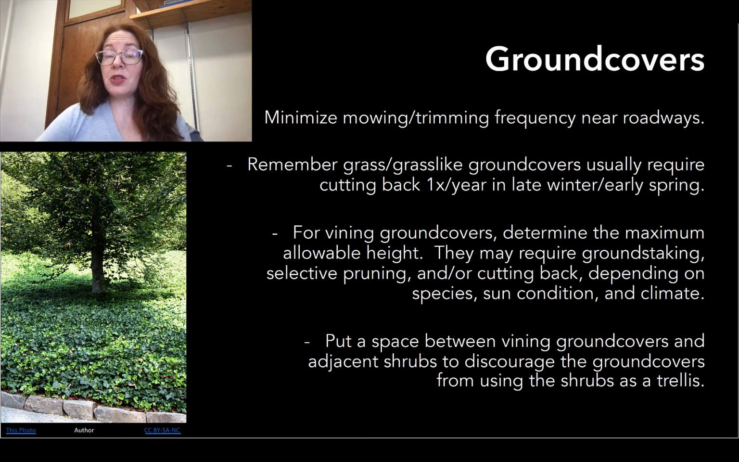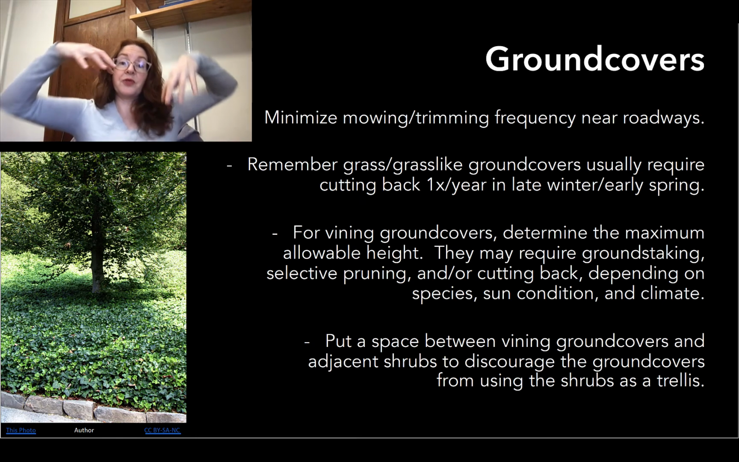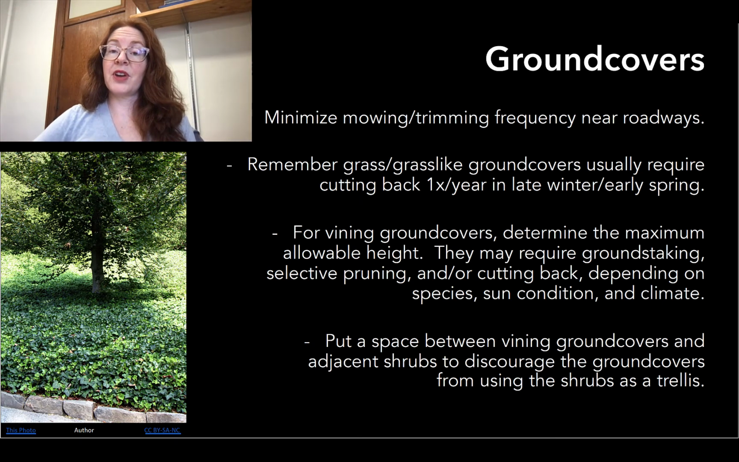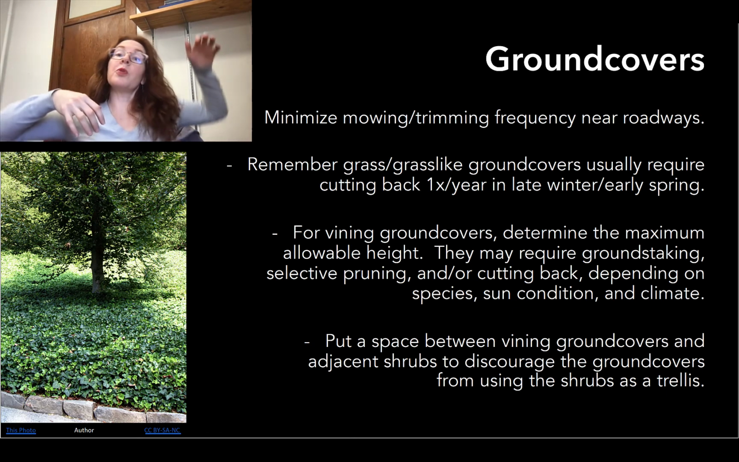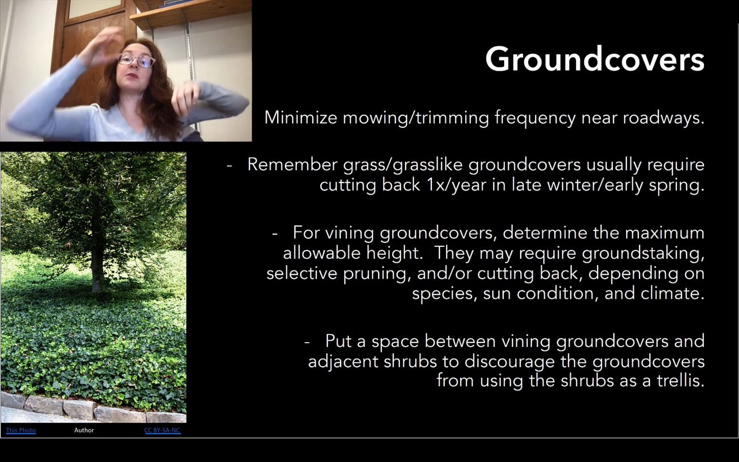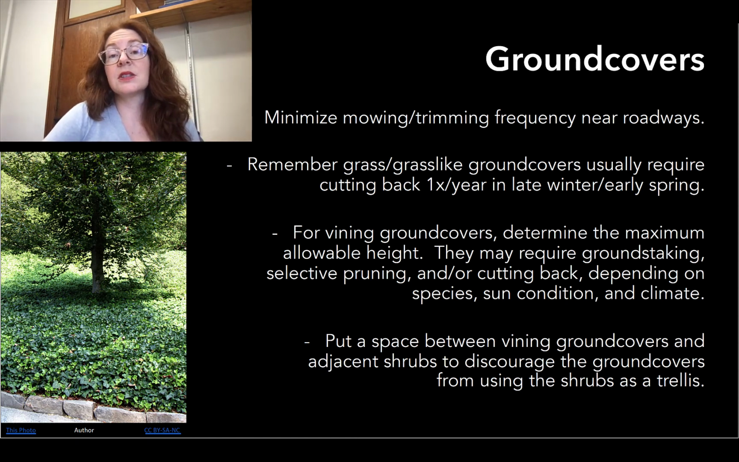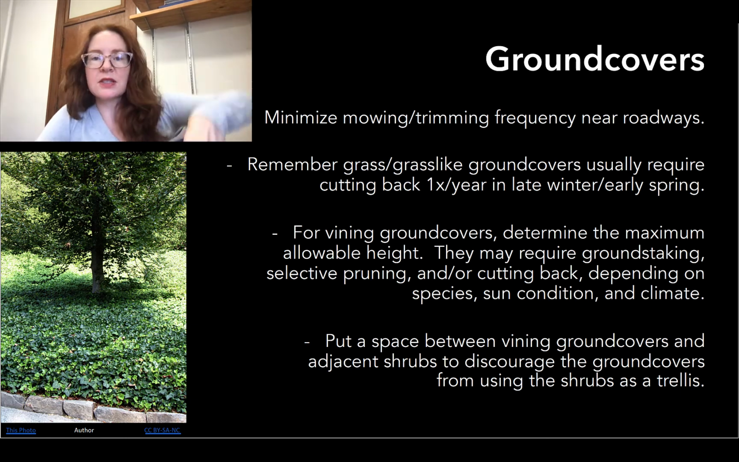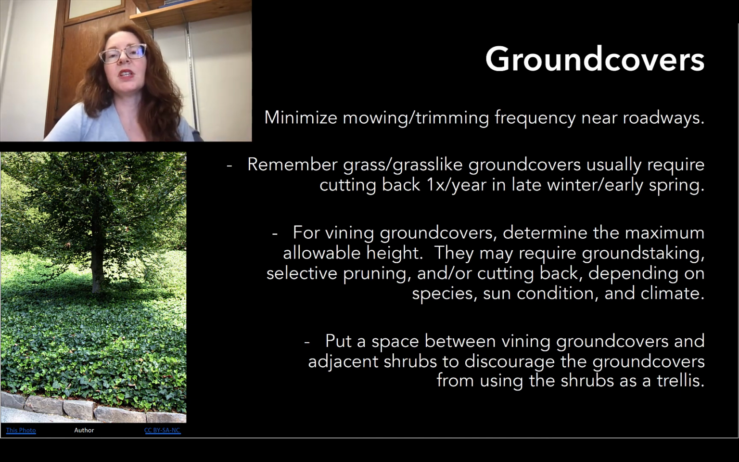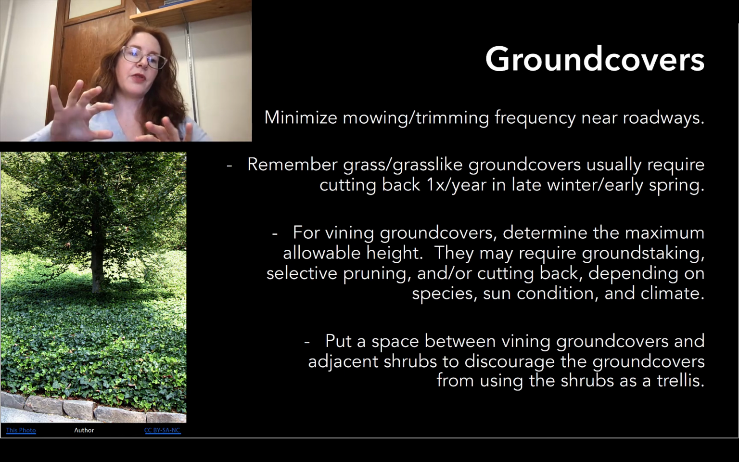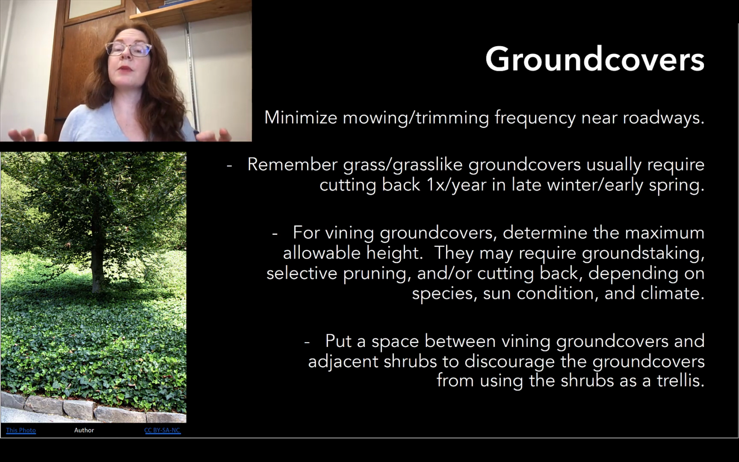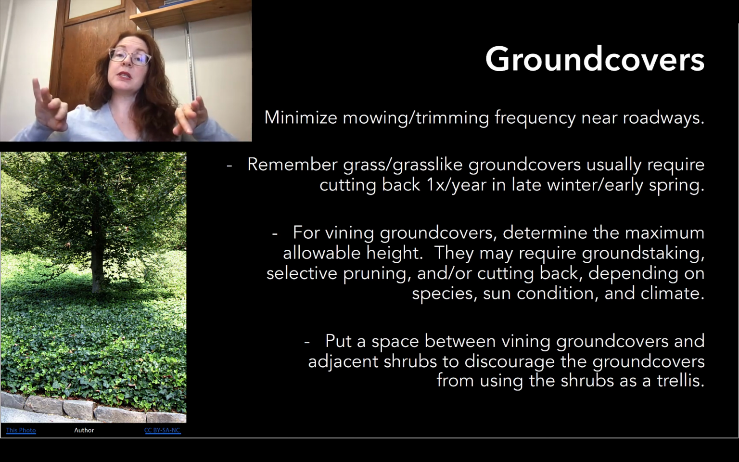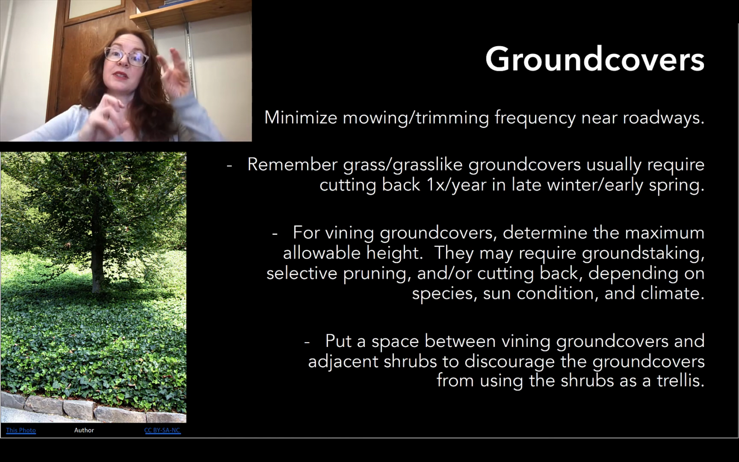Finding ground covers, we need to be thoughtful about how much fluff they're allowed to put on. Some vining ground covers will grow with more of an arching habit, or even use their own stems as a scaffold and climb up. And in those instances, we may need to think about ground staking, which is basically taking a giant bobby pin and anchoring branches of that vining ground cover to the ground. And we also may need to think about whether they need to be cut back. And of course, if we have a vining ground cover next to some shrubs, it's a good idea to put some space between the two so that the vine doesn't use the shrub as a scaffold and grow up it.